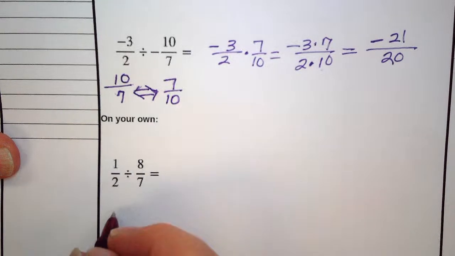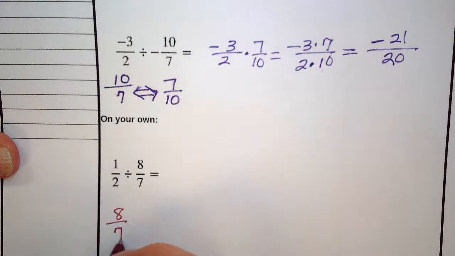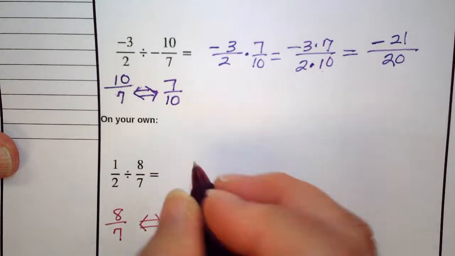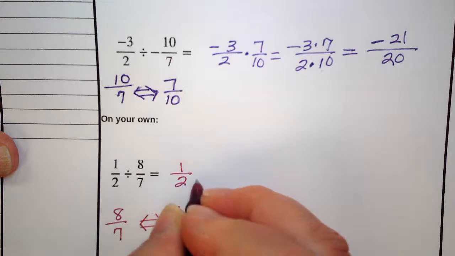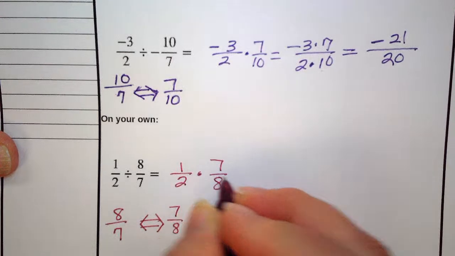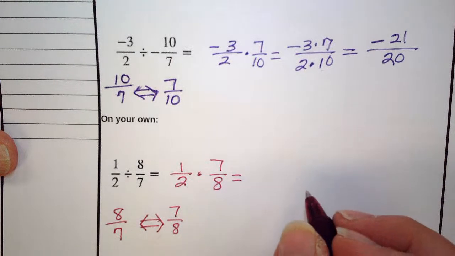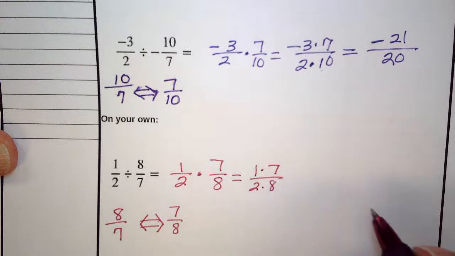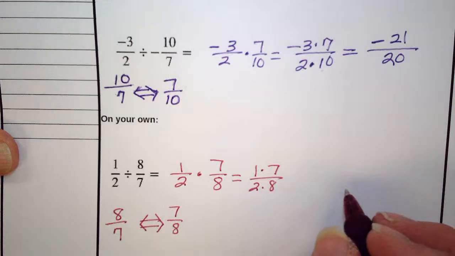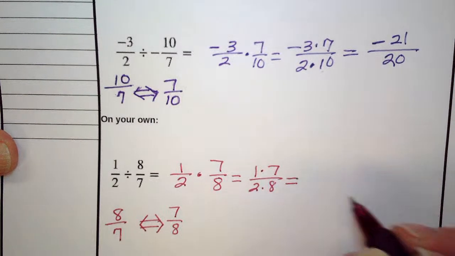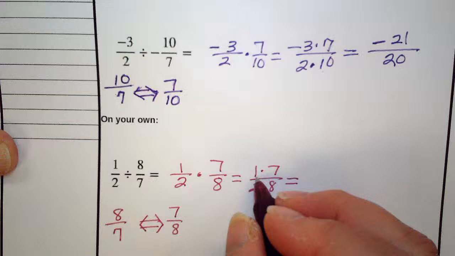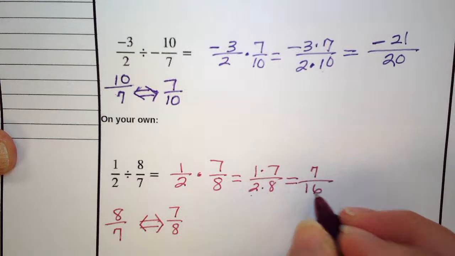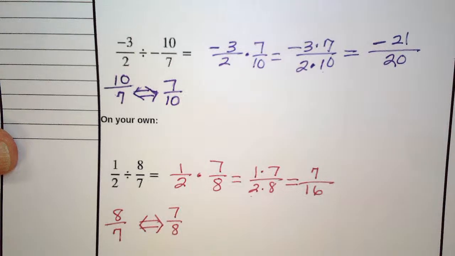Well, I do hope you tried. We know that the reciprocal of 8 over 7 becomes 7 over 8. So this is 1/2 times 7 over 8. There are no common factors. It's 1 times 7 over 2 times 8. 7's prime, it's not a factor of 2 or 8. So I can't simplify any more than what it already is. 1 times 7 is 7. 2 times 8 is 16. Your answer is 7/16.